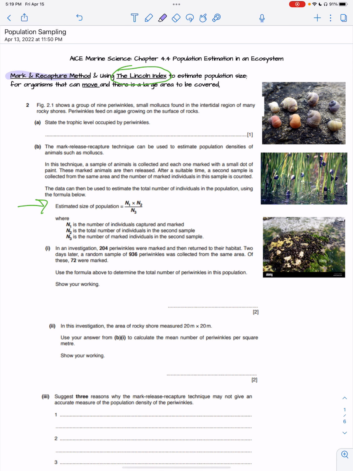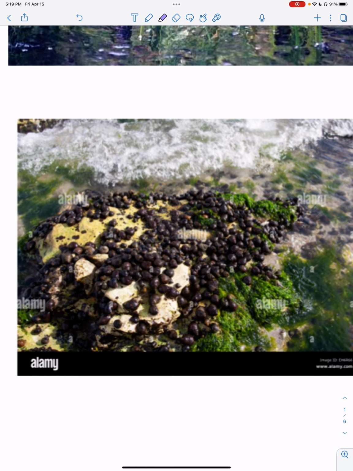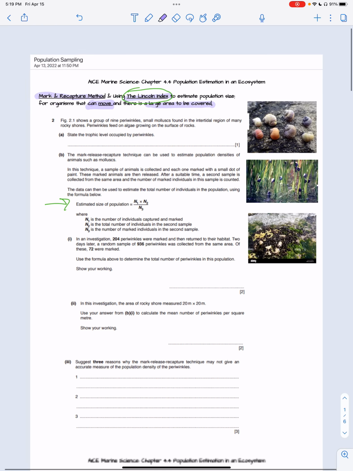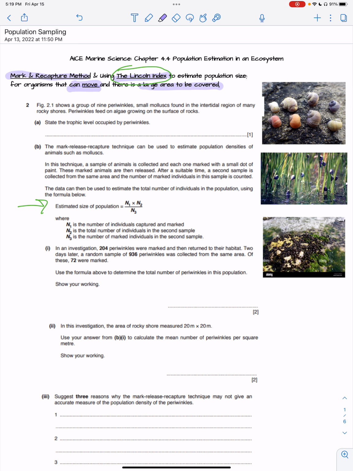Okay, so this is the mark and recapture method, and we're going to use what's called the Lincoln index, and this is to estimate a population size for organisms that are able to move. And honestly, there's going to be a large area that needs to be covered, so it could be a whole area of an ocean, or just a region of the ocean, or a really large intertidal region like this, where it would be pretty difficult to individually count each different organism, including the ones that are underwater. So you're going to put marks on some of them, and then you're going to go back and reassess the population. But the methods are actually described in this page right here.